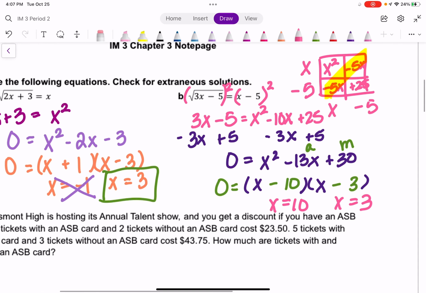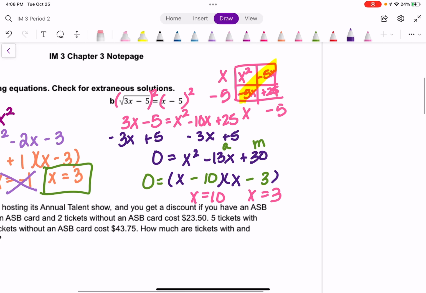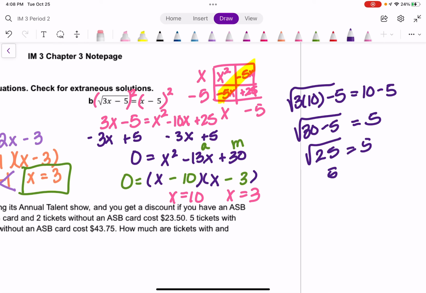Okay, and same as before, whenever we're dealing with a square root symbol, we need to go back and plug in our answers to make sure that we're not getting solutions that don't make sense. Okay, so square root of 3 times 10 minus 5, is that going to equal 10 minus 5? Square root of 30 minus 5 equals 5, right? 10 minus 5 is 5. Square root of 25 equals 5, and that one's going to work. So right now, we know that x equals 10 is going to be a solution.